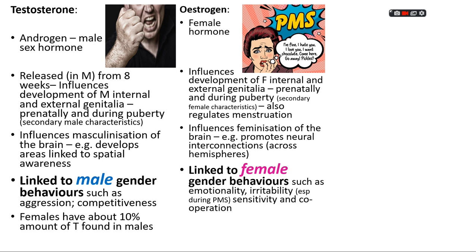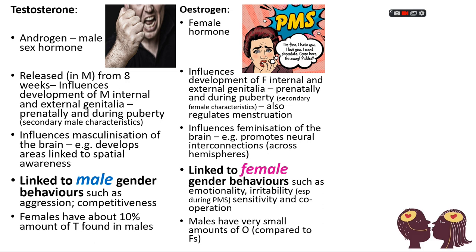This is also why sex is thought to link to gender, female behaviours. So estrogen has been linked to being more emotional, perhaps more irritable as a result of its influence on the menstruation cycle, and perhaps also being involved in more sensitivity and empathy and potentially more cooperation. Males are also seen to have very small amounts of estrogen, but again, in comparison to females, this is very low levels. The final hormone that you need to be aware of is a hormone called oxytocin.